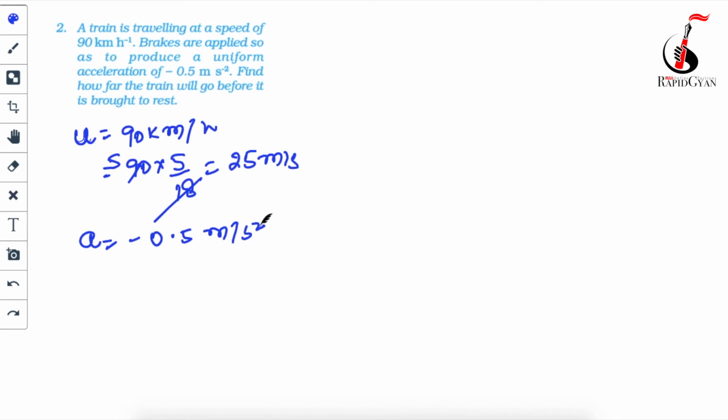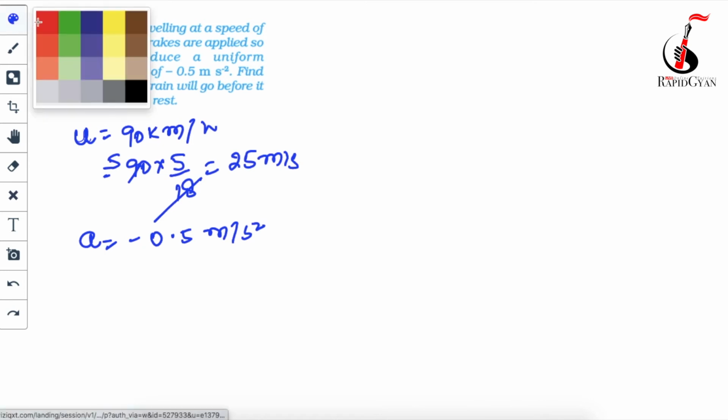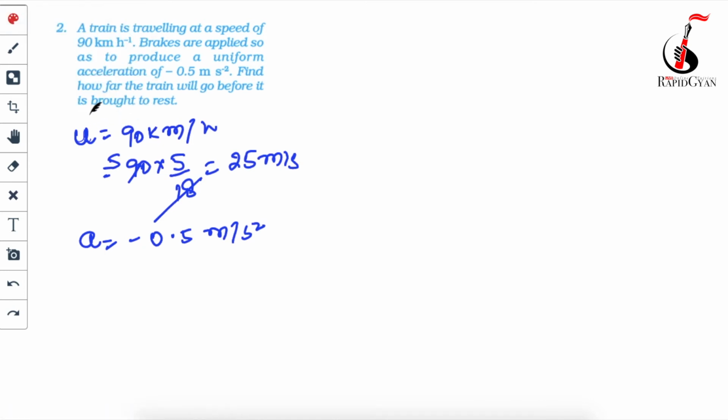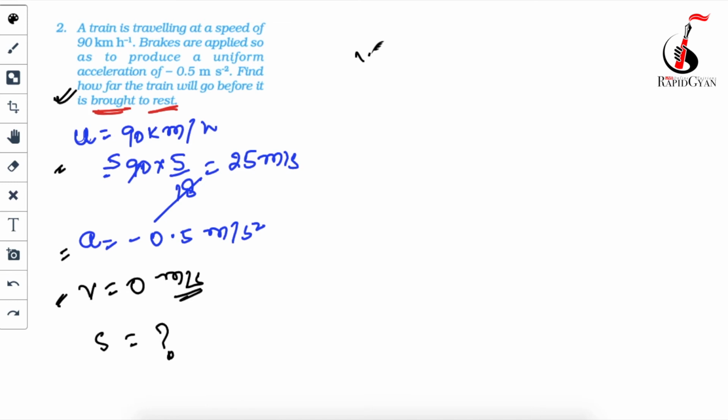Find how far the train will go before it is brought to rest. Now it's brought to rest, guys. See here, that's why I told you to read the question very carefully. It's showing brought to rest, which means the value of v is equal to 0 meters per second. And now, how far means you will have to find the value of s. You already know v, u and a. So you know that v square minus u square equals 2as. So s will become v square minus u square upon 2a.